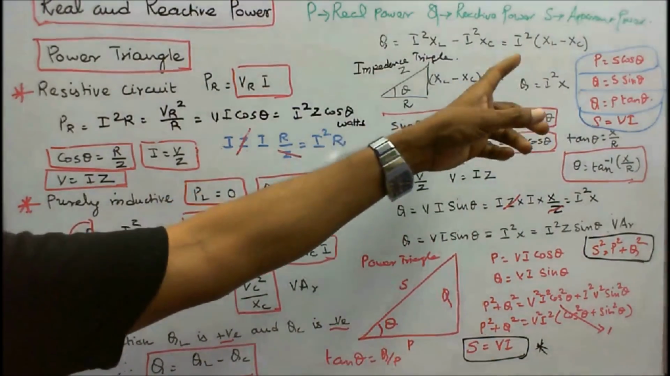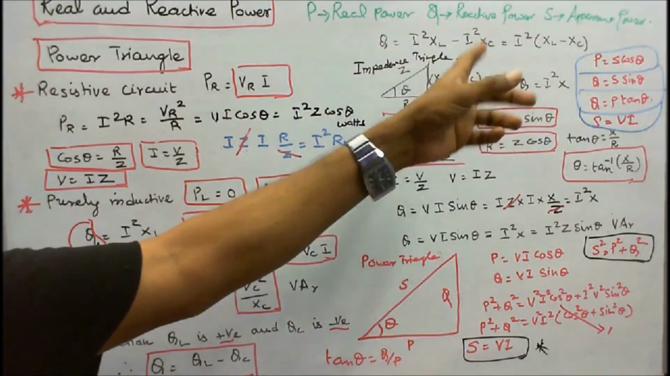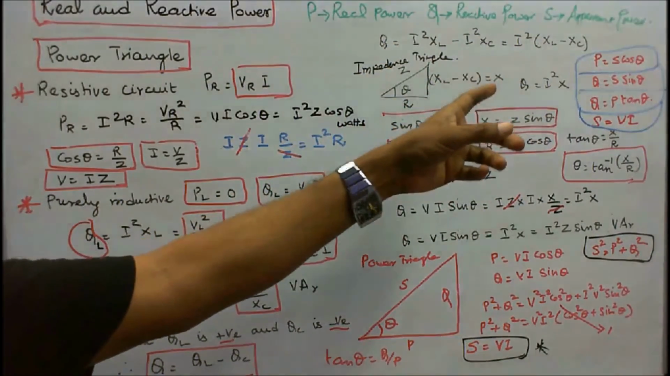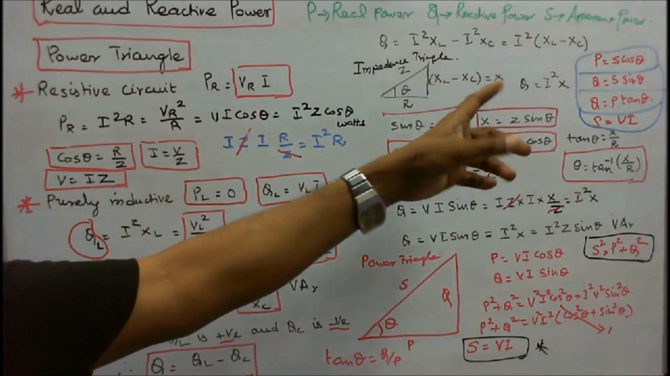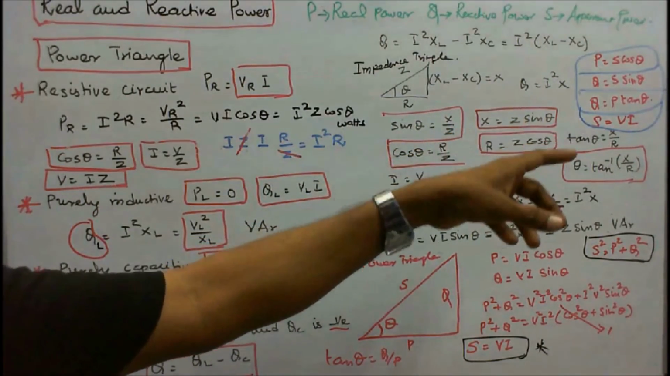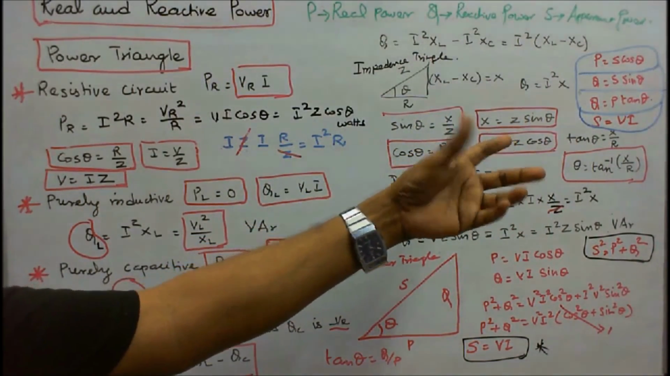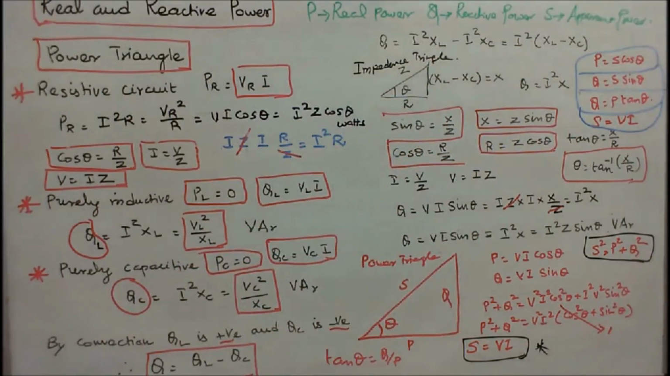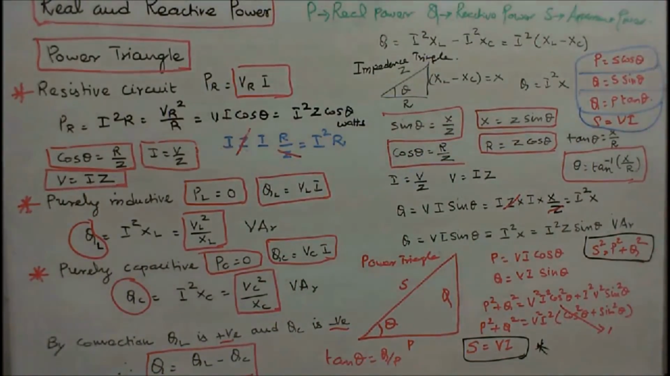So, in terms of S, P is equal to S into cos theta. Q is equal to S into sin theta. Q is equal to P into tan theta. S, that is apparent power, is equal to V into I. With this, I conclude my lecture. Thanks for listening.